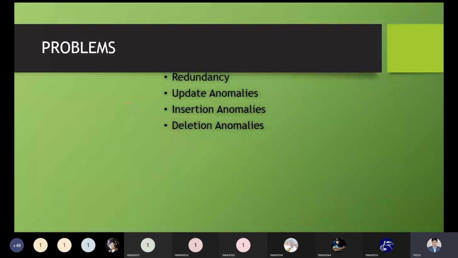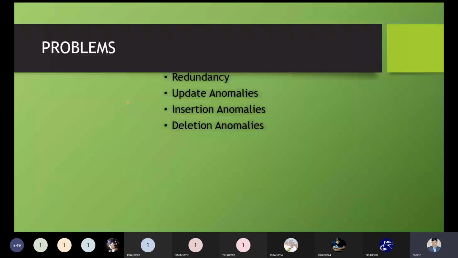Can anyone tell me what is meant by the word anomaly? I'm saying insertion anomaly. So what does it mean? In any subject, if the words are clear, then we can understand the concept. So what is meant by anomaly? Irregularity, sir. Something that is not expected. Irregularity is a good synonym for anomaly. Irregularity, issue, problem, these are the terms by which anomaly can be understood.